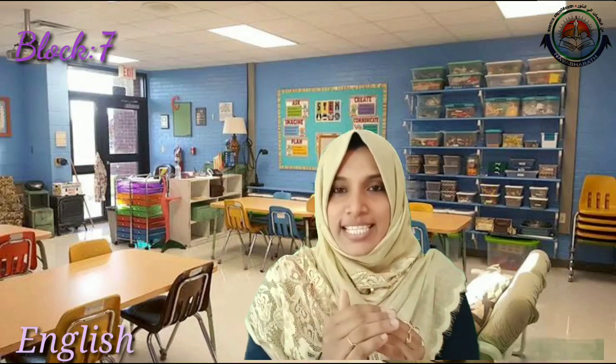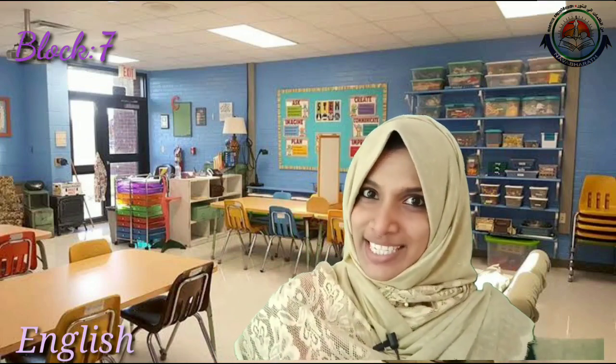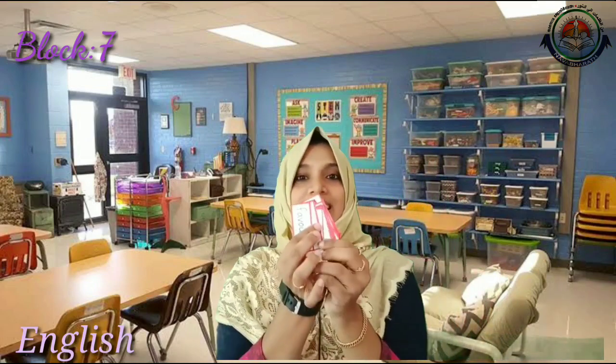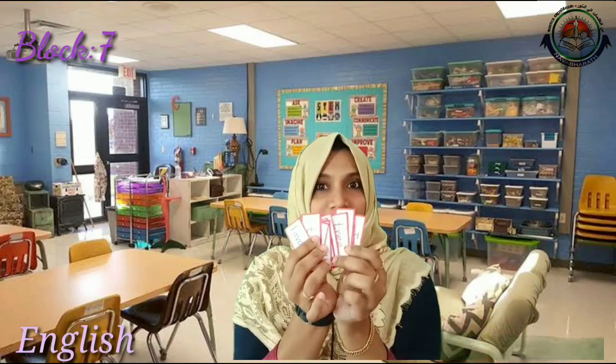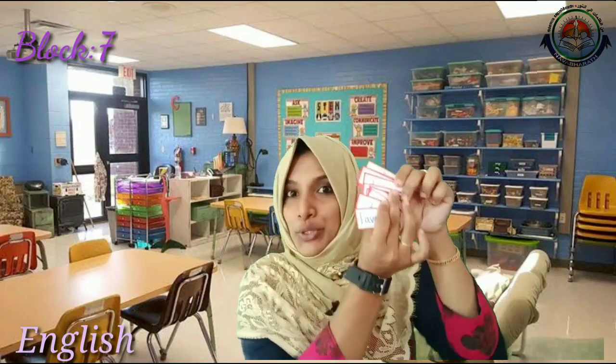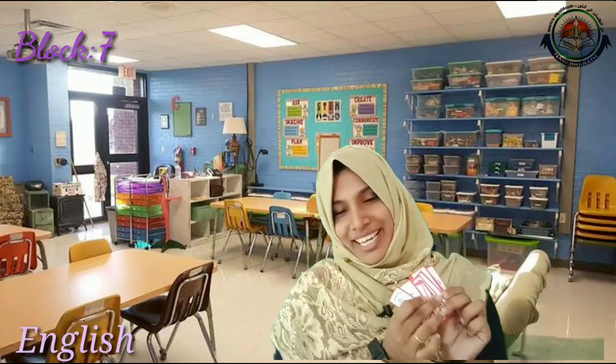So what will we do today? Yes, today we will make some sentences using these describing words through some paper chits. Paper chits? Yes, I'll show you that. See, these are the paper chits. Here, I have written some words on this paper. So, by using these paper chits, we will make some sentences.